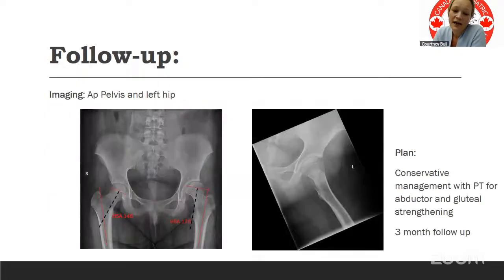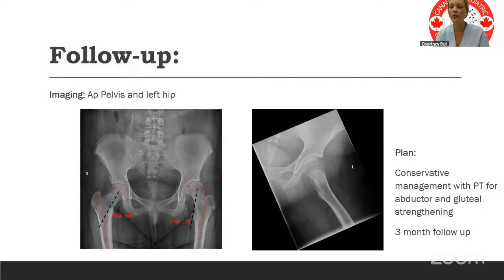This was her x-ray when I saw her. She had an increase in her head shaft angle compared to the contralateral side. She certainly had some lateralization of the femoral head. She had a bit of early sclerotic changes on the acetabulum.